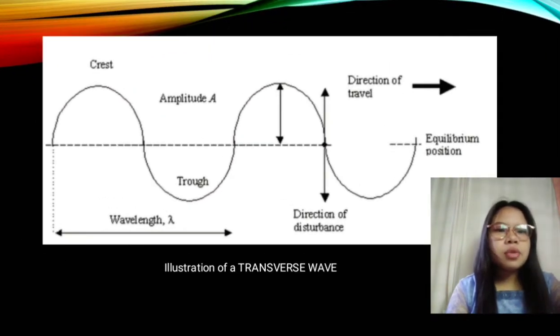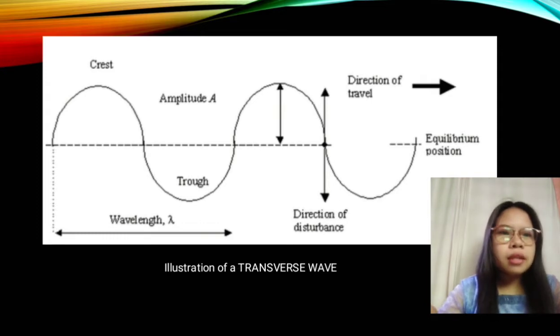So this is the illustration of the transverse wave. It illustrates here the crest, the trough, the amplitude, the wavelength, the direction of travel, which is horizontal, and the direction of the disturbance, which is vertical, along the equilibrium position, which is like the straight line dividing the wave.